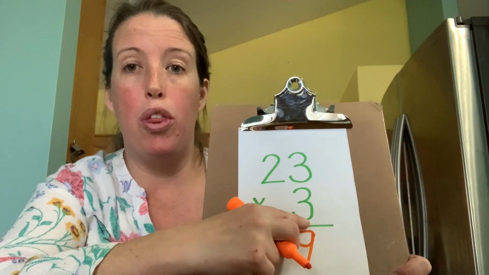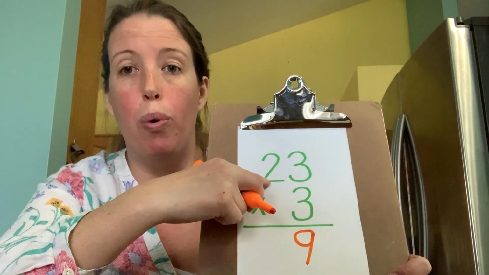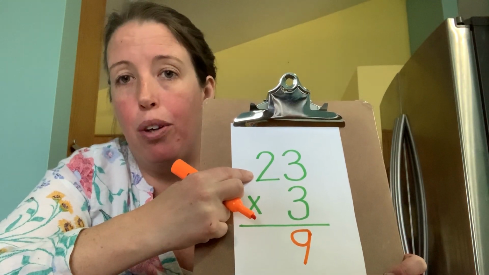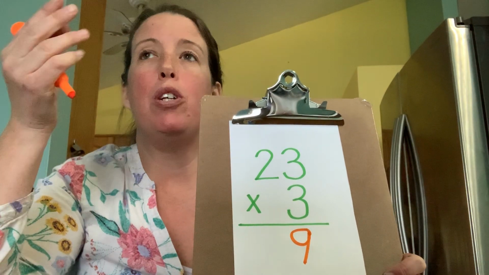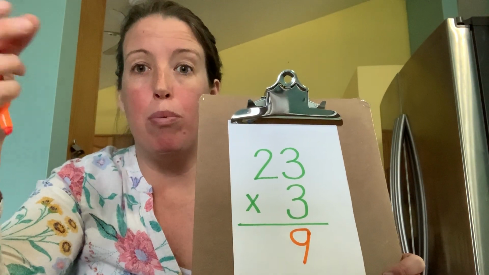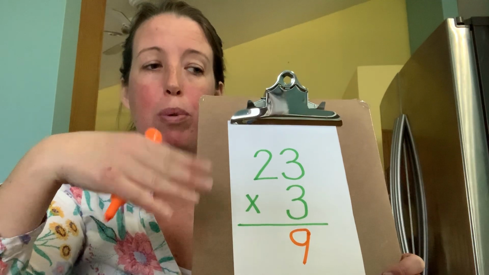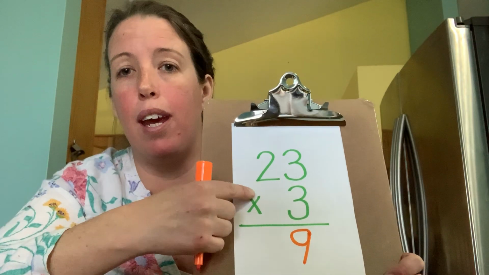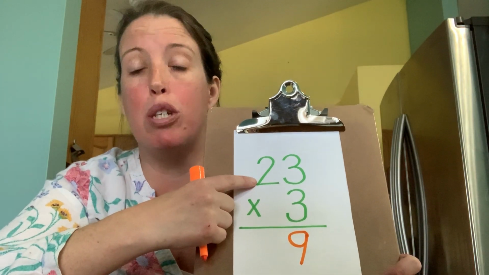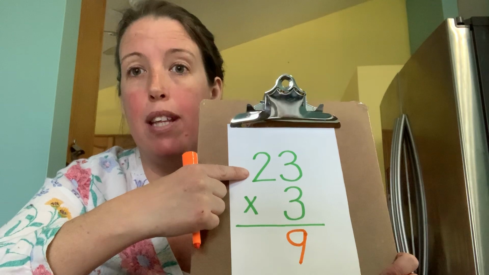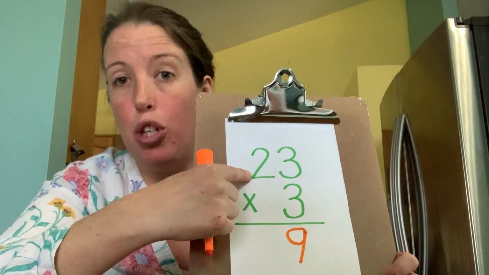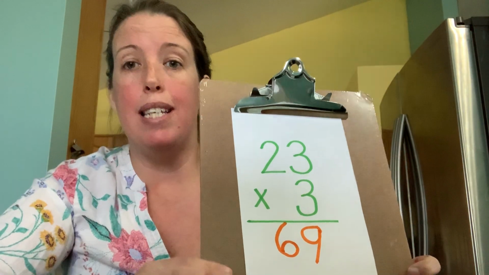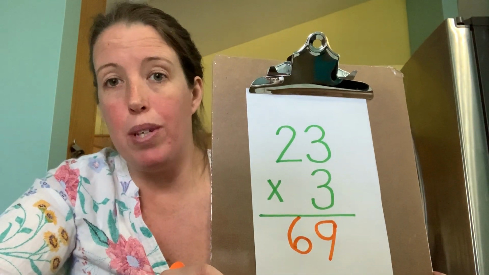Now I'm going to multiply the 3 times 2. This number is the digit 2, but it has a value of 20. When we do our partial products, we really pay attention to that. With traditional multiplication, it's more of just fluency facts, so you might not really be thinking of this number or even saying times 20. You'll probably refer to it just by the digit as 2. So 3 times 2 is 6. So my product is 69. 23 times 3 equals 69.